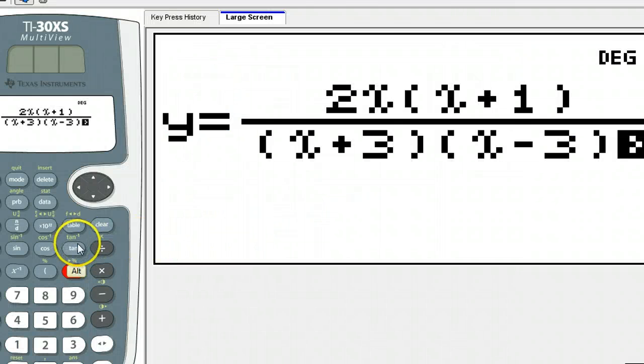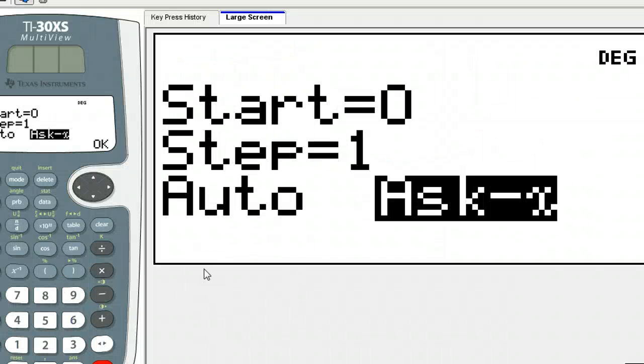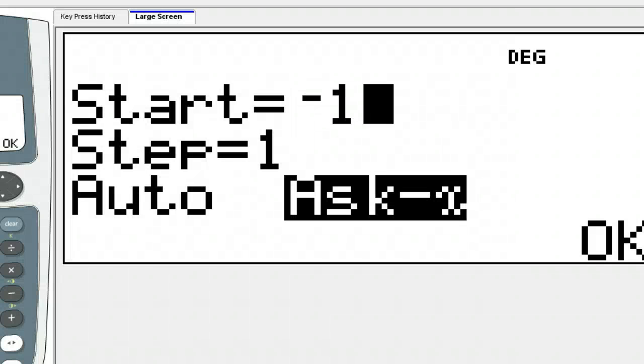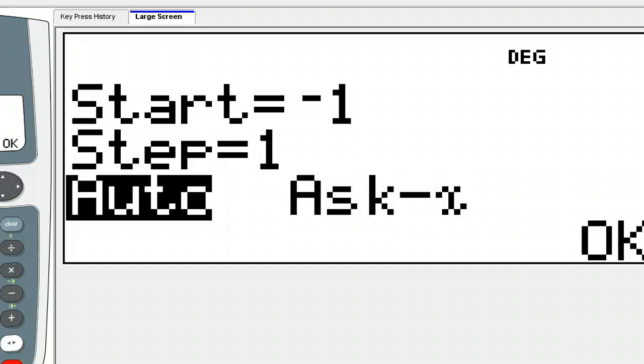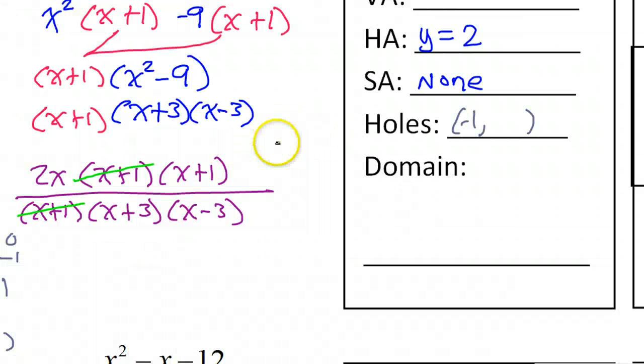Now, I want to know what's going on at negative 1. So I'm going to set it to negative 1. So at negative 1, it's 0. Negative 1, comma 0. Okay, so that's the hole. When factors cancel out, that gives you a hole.